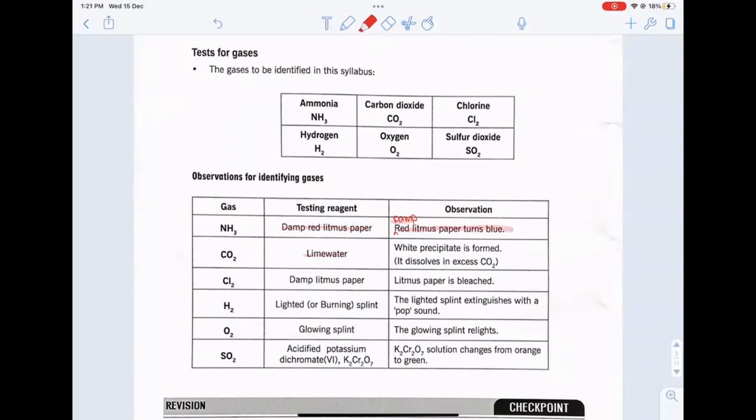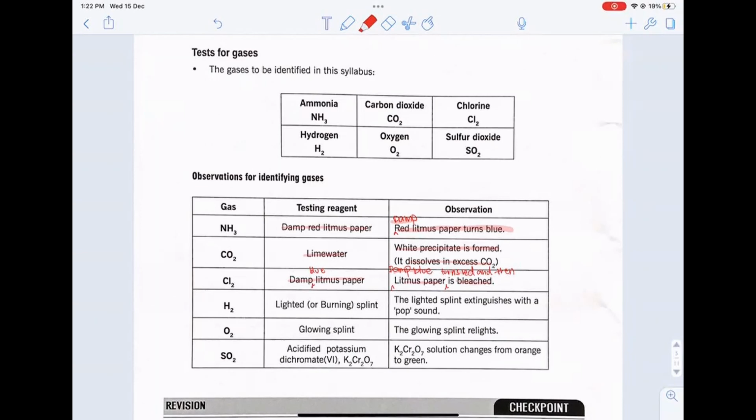For carbon dioxide, we use lime water, like I just said. We will have the formation of a white precipitate which dissolves in excess CO2. For chlorine, we can use damp litmus paper. Over here, it's recommended that you use a damp blue litmus paper. The result is that the damp blue litmus paper turns red and then is bleached. So there's two steps. The blue litmus paper turns red first and then is bleached.